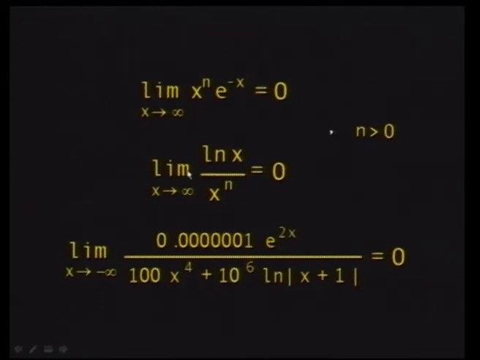And same thing here. Logarithm divided by x to the power n. Here, which is stronger? This one or this one? No, x to the power n is stronger. When x tends to infinity, this becomes infinity. So wherever we have this, still 1 over infinity is equal to 0.